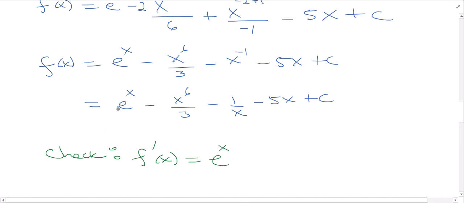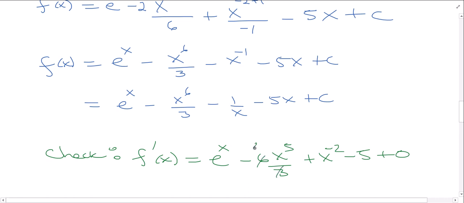So the derivative of e to the x is e to the x. The derivative of this will be minus 6x to the 5th over 3. The derivative of x to the minus 1 will be plus, right, bring the power down, so plus x to the minus 2. The derivative of 5x is minus 5. The derivative of a constant is 0. Do we get what we started with?